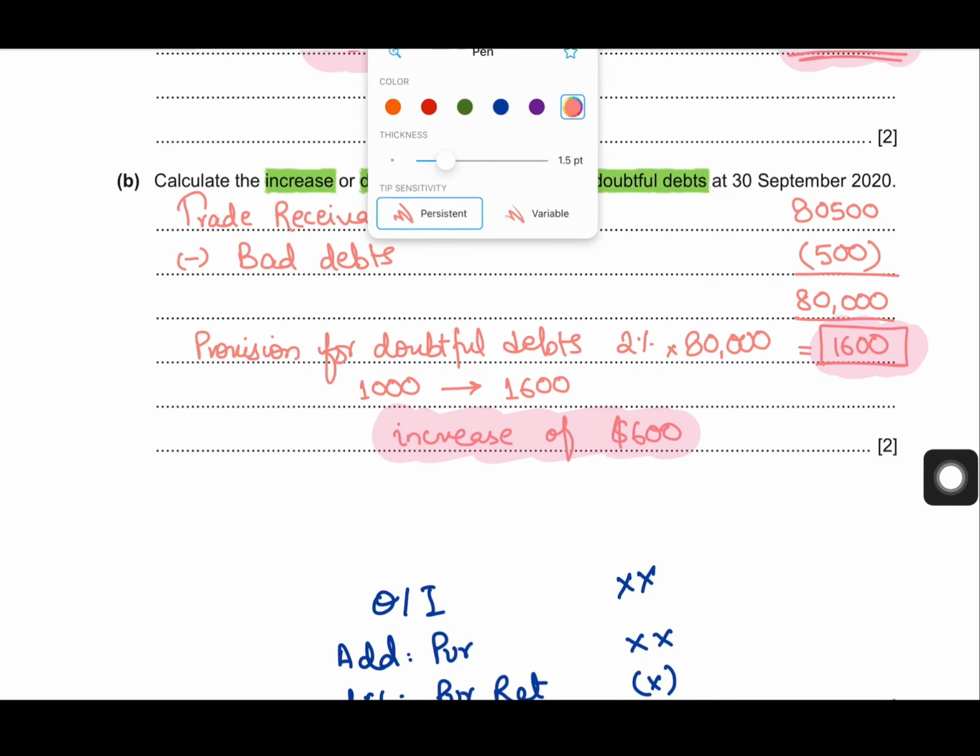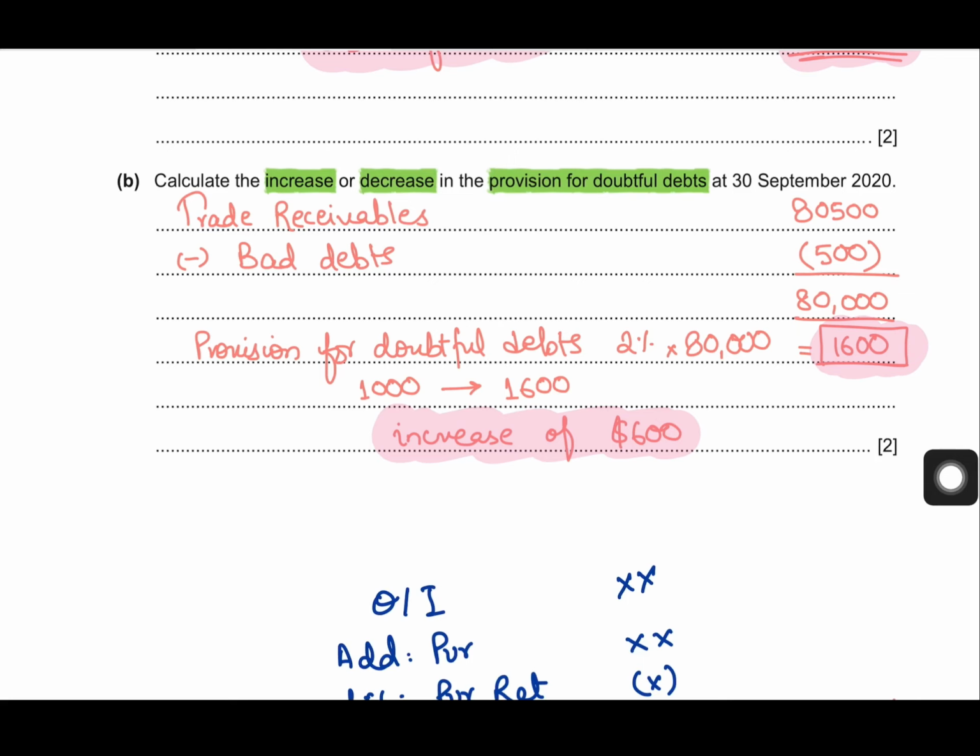Now, what do you think should I take? Which figure should I take in my income statement? The full 1,600 or just the increase? Just the increase will go in my income statement, right? Because in the current year, I am estimating that I might not receive 600 more as compared to last year.